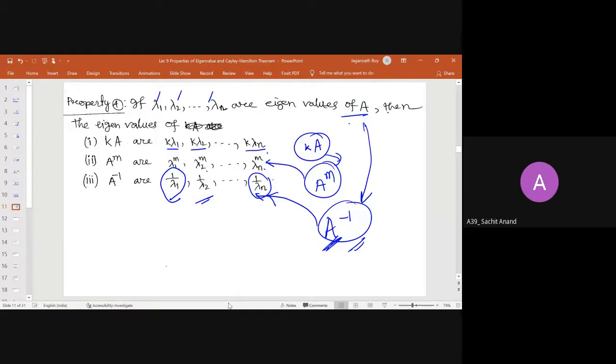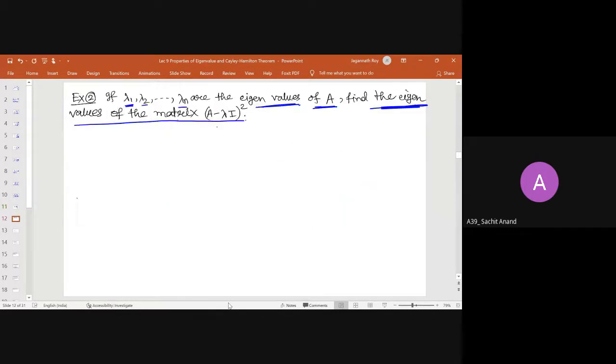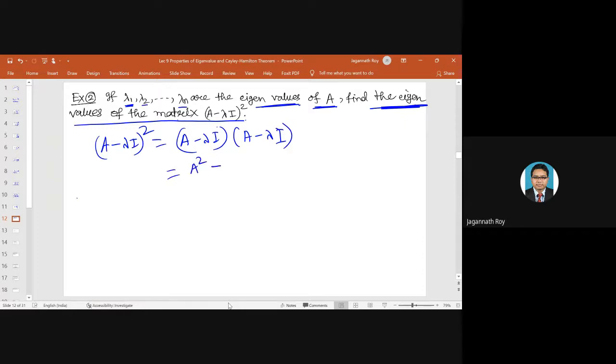Done, sir. Okay. So if you try to write it, just write A minus lambda I whole square. So you write it as A minus lambda I times A minus lambda I. So here you will get A square minus A times lambda I, and we can remove I, because I is an identity matrix, it will act like 1.